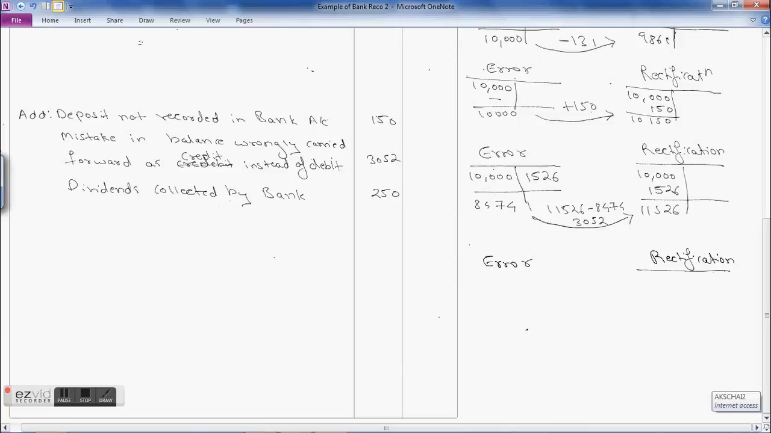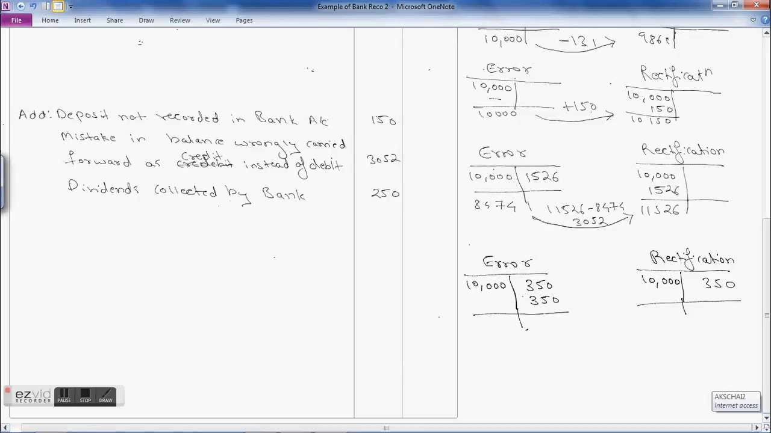And for rectification, in the sense what should have been the correct entry. Now let's say the balance is 10,000 here on both the sides. Now one outgoing check of how much? 350 rupees has been recorded twice. So in our bank account, the check issued of rupees 350 has been recorded twice. This is what has been done. Now what should have been the correct entry? It has to be recorded only once.